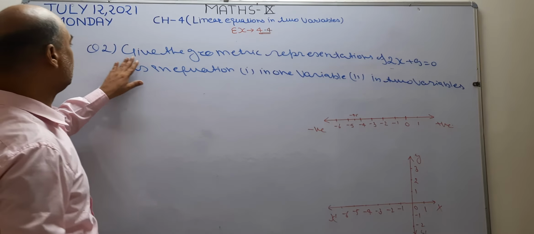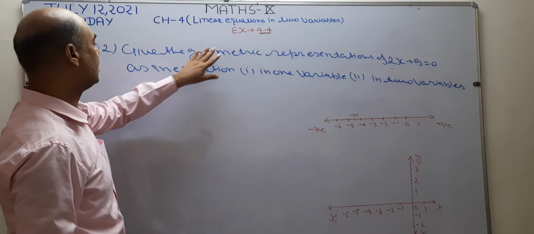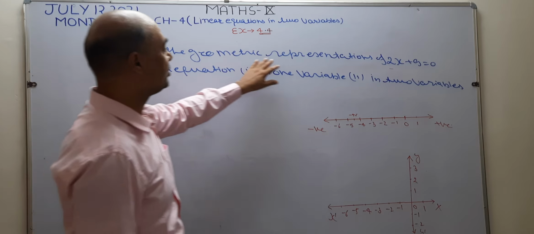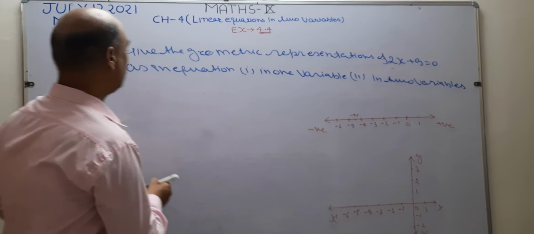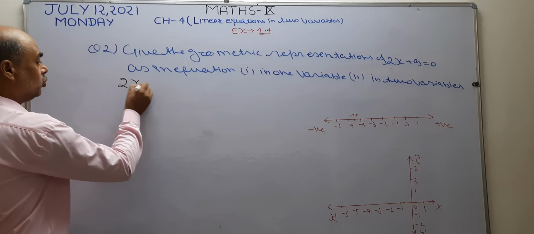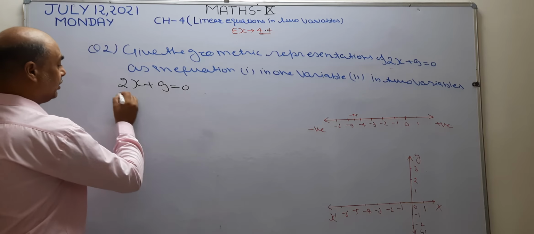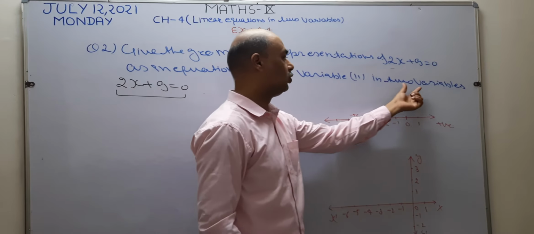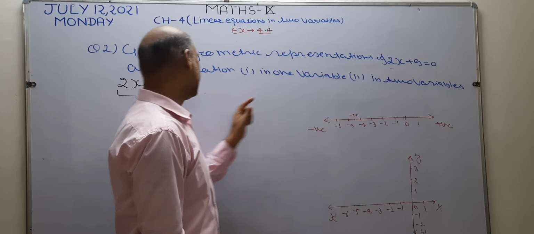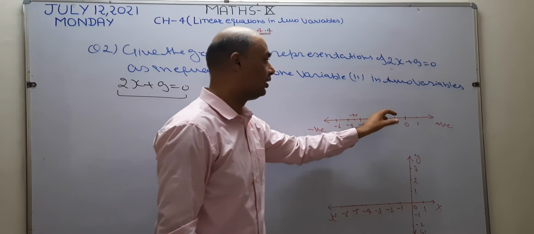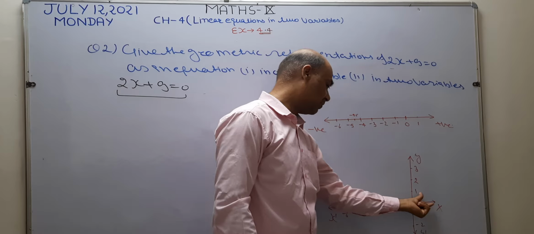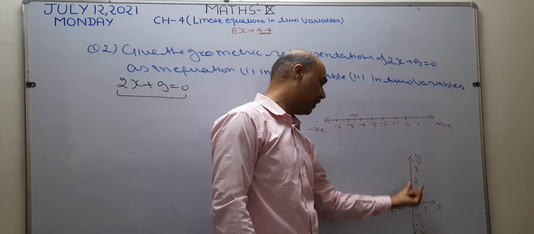Now I'm going to solve question number 2 of exercise 4.4. This is the last question of this exercise. See what is given. Give the geometrical representation of the equation 2x plus 9. Now we have to represent this equation, number 1, in one variable, and number 2, in two variables. One variable means we have to represent this equation on the number line only. For two variables, 2 lines are required: one of them is the x-axis and the other is the y-axis.